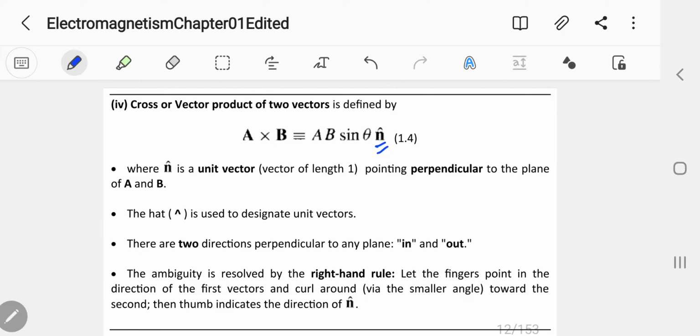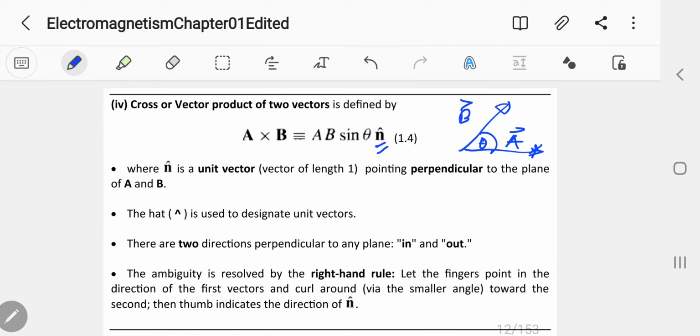So if you have A here, and they have a B here, they are separated by angle theta. You put your palm on A, use your right hand, put your palm of the right hand on A, and then move your palm towards B, and your thumb is pointing perpendicular to the plane of A and B. That is your N, the direction of N.